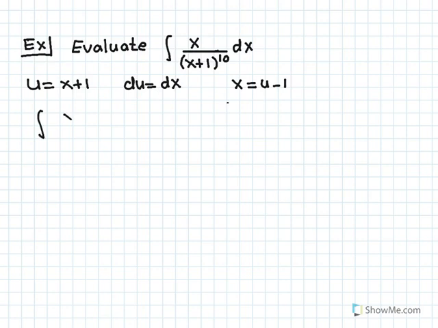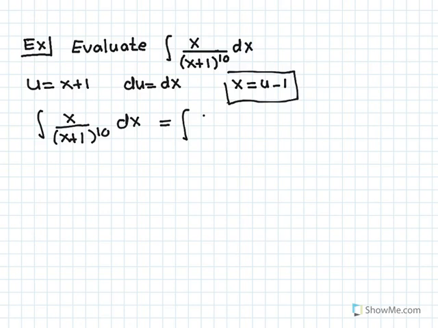Now let's rewrite the integral. We have x over x plus 1 to the power of 10 integrated with respect to x. So that's going to be equal to, we can replace x by u minus 1. So the x becomes replaced by u minus 1 divided by x plus 1 is u to the 10, and dx is just du. So what we have done is this part x is replaced by u minus 1, and the denominator x plus 1 to the 10, that's just going to be u to the 10, and dx is just du.